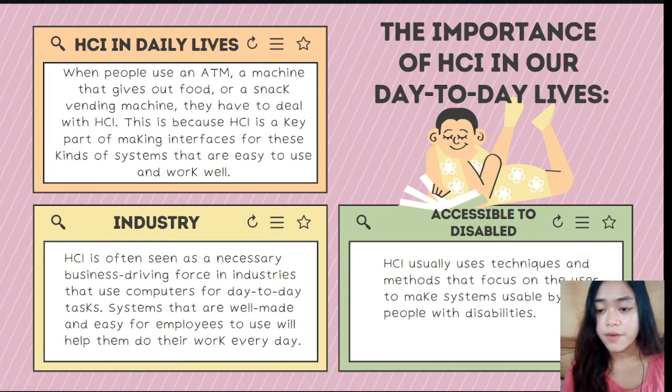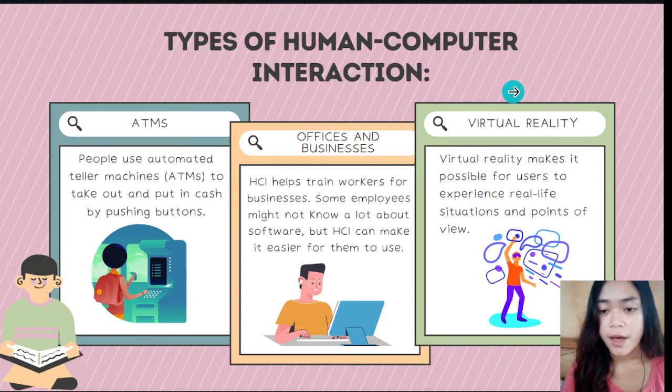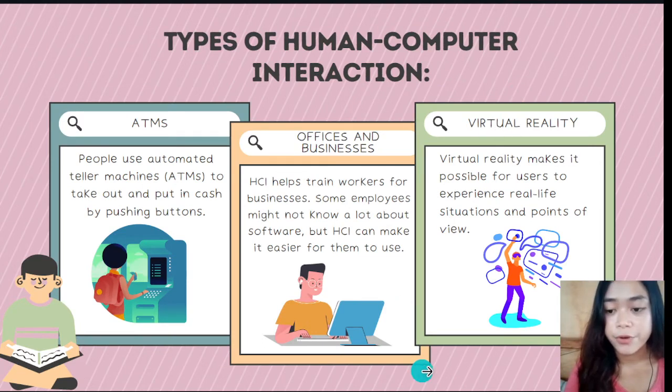So we also have accessibility for the disabled. HCI usually uses techniques and methods that focus on the user to make systems usable by people with disabilities. So next we have the types of human-computer interaction.